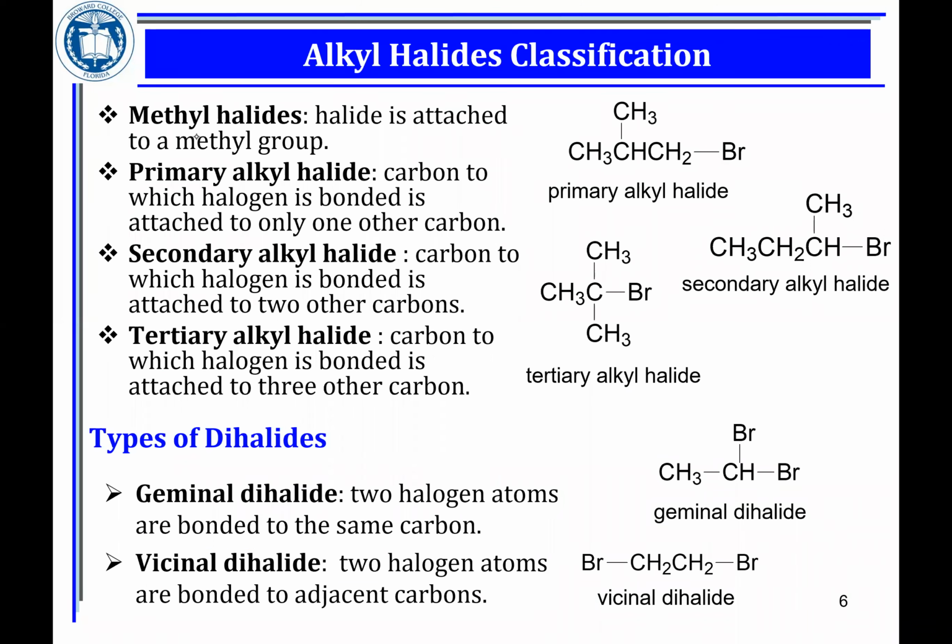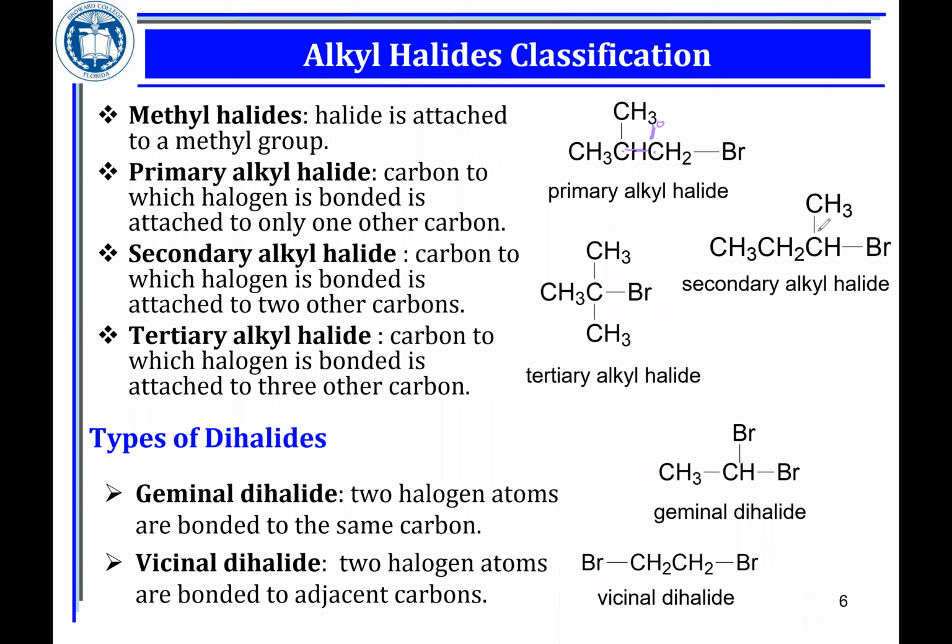Alkyl halides can be classified as primary, secondary, or tertiary. Since you already know primary, secondary, tertiary carbocation, it's kind of easier for you. If the halogen is attached to a primary carbon, this is the primary carbon. How do we know this is a primary carbon? Because there is only one carbon-carbon bond. This carbon is attached to one other carbon only.